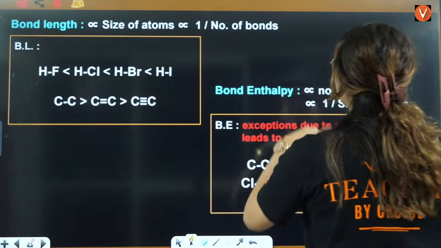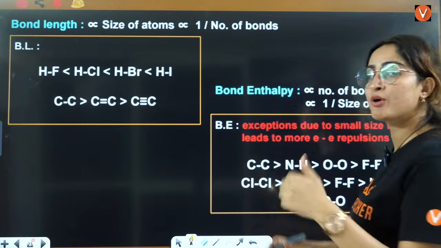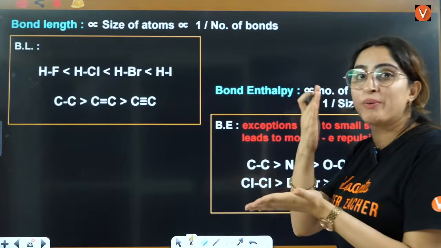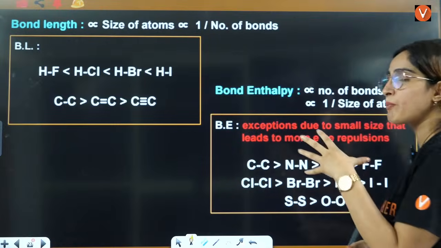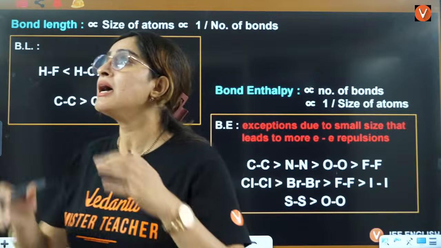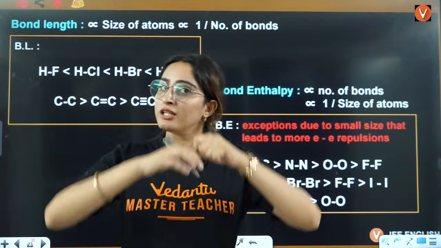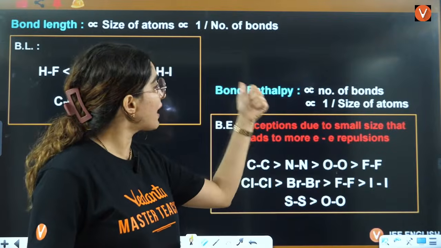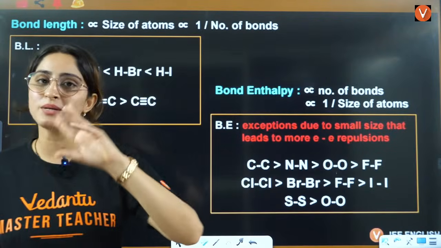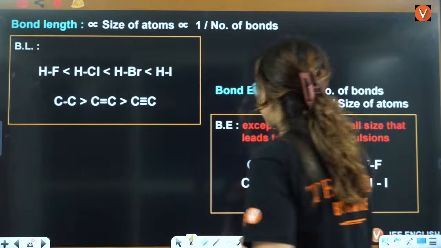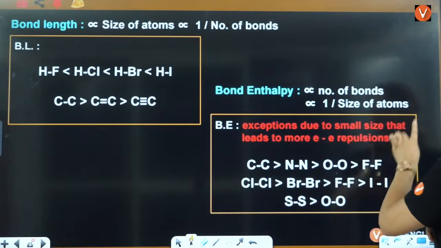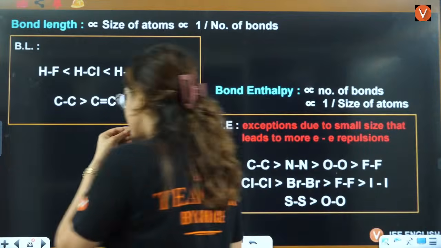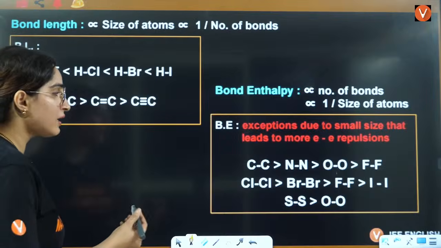Also bond enthalpy is directly proportional to the number of bonds that you have. More the number of bonds, more energy is required to break the bonds, and it is inversely proportional to the size of atoms. If the size of the atom is very large, the bond length will be very large and it is easy to break those atoms. That is why bond enthalpy and size of atom are inversely proportional. But the exceptions are due to small size that leads to more electron repulsion.